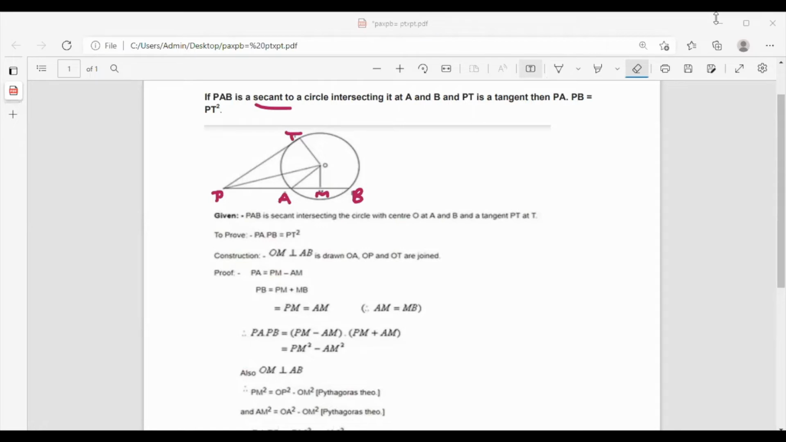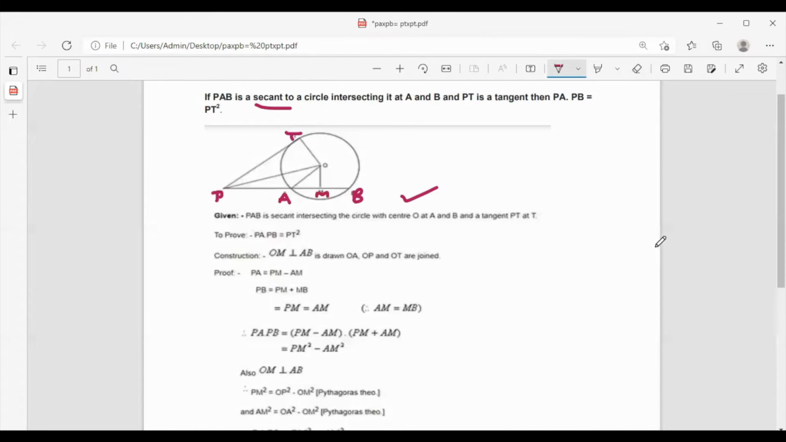Today we are going to take a very important theorem: PA multiplied by PB is equal to PT square. If PAB is a secant to the circle intersecting at A and B, as you can see in this diagram, and PT is a tangent, then we have to find out that PA multiplied by PB is equal to PT square. So we have to prove this theorem.